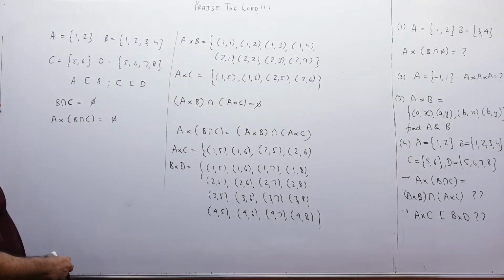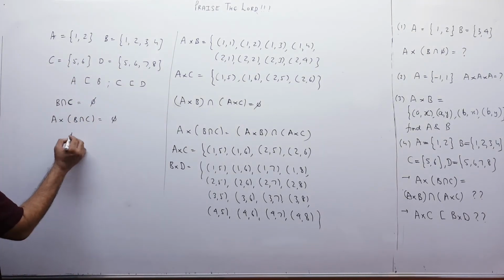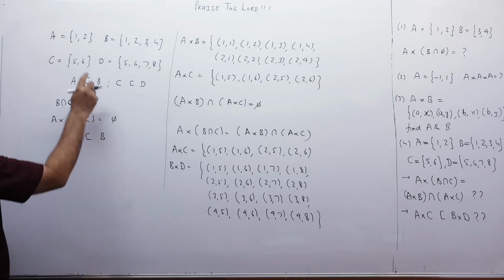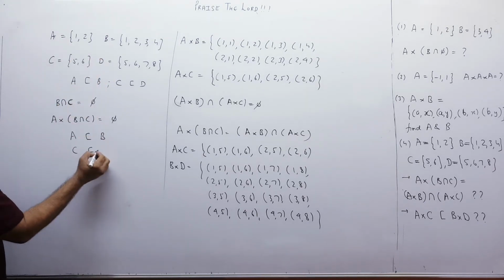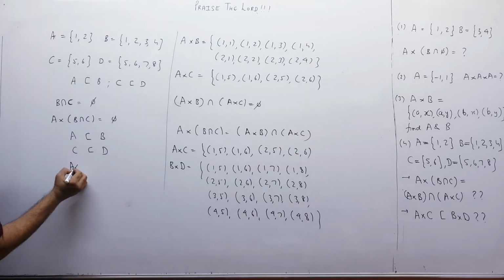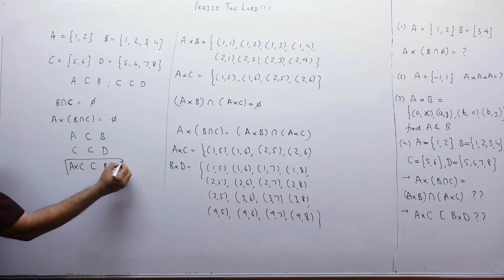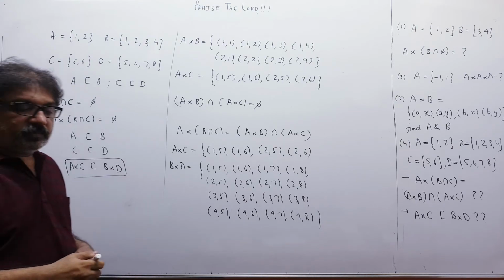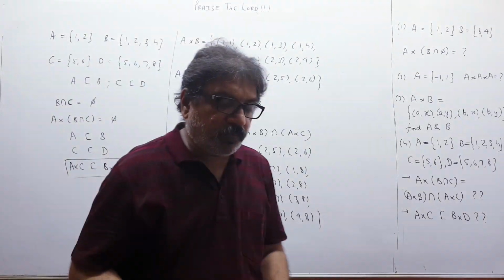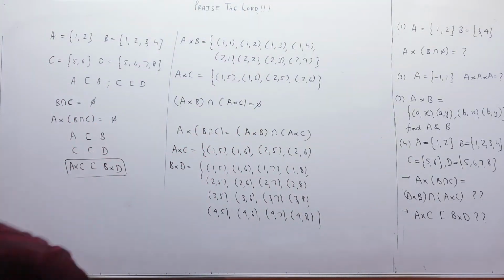So we'll understand one more important thing, children. That A was a subset of B and C was a subset of D. So therefore A cross C will be a subset of B cross D. This important property we learn from this example. Please keep writing the properties in your books. Please pause and copy, children.